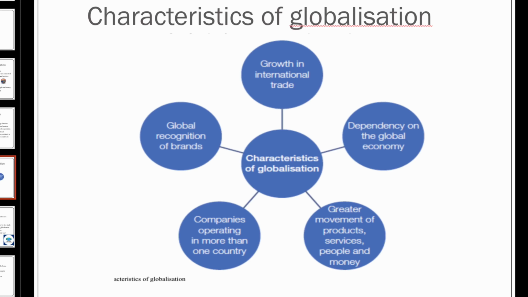That's why you can see the growth in international trade, dependency on the global economy, greater movement of products, services, people and money, companies operating in more than one country, and global recognition of brands. Let's go to the next slide.